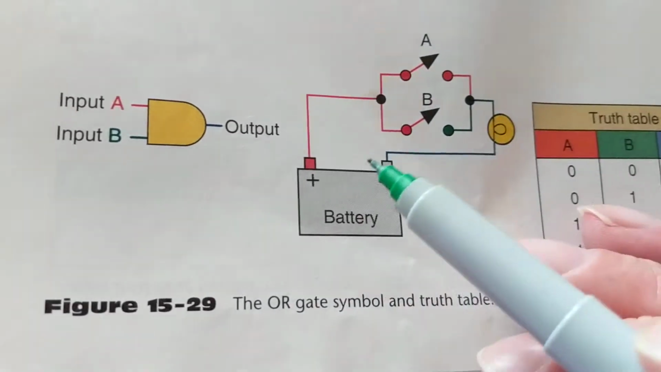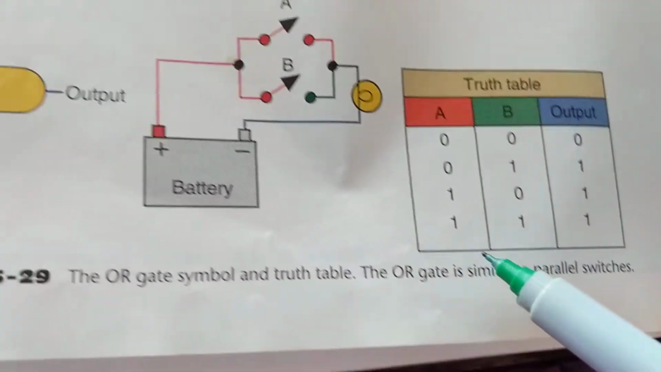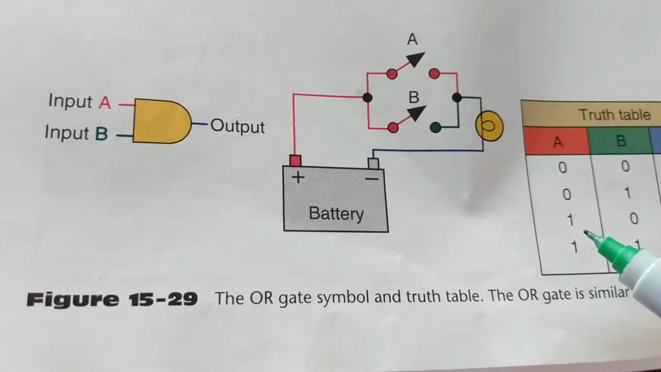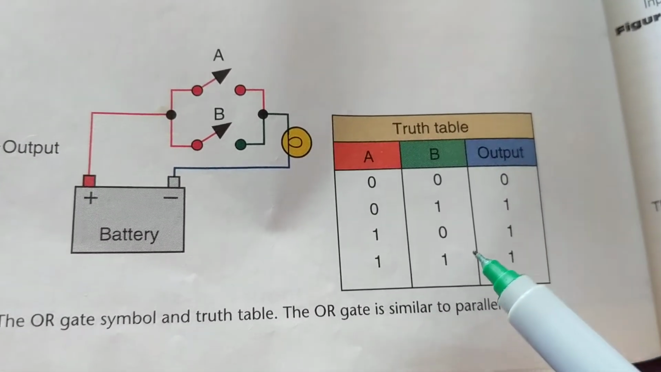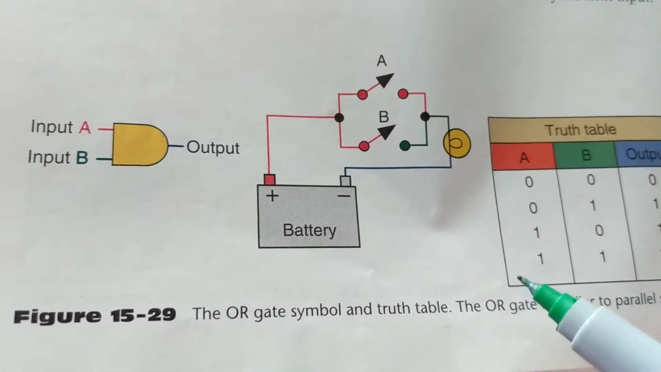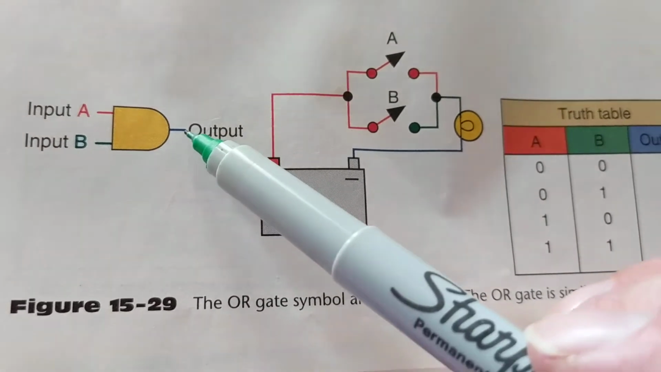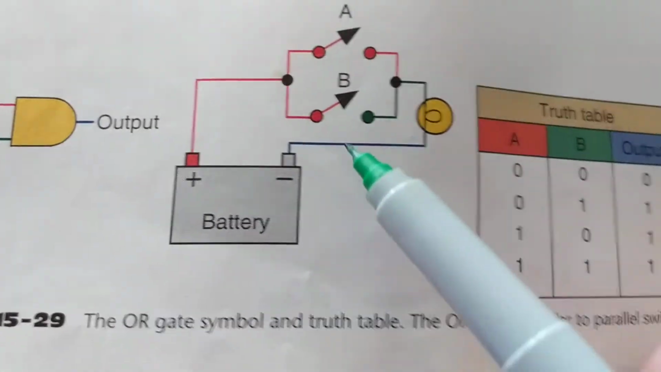What about an OR gate, right? This is, again, the parallel switches over here. The OR gate is not an OR gate, it's an AND gate. So they put this over here. I don't know, they put the wrong symbol over here.